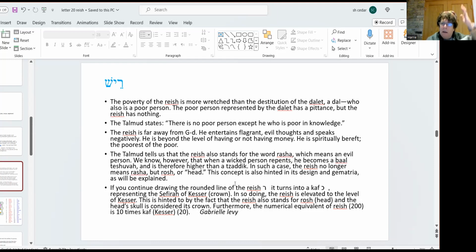The other link between the head and the crown is this Resh letter. If you completely keep drawing it round a bit more, it becomes a kaf, and that's a keter. That's the crown that sits on the top of your head. There are lots of other links as well, but I won't go into all of them.